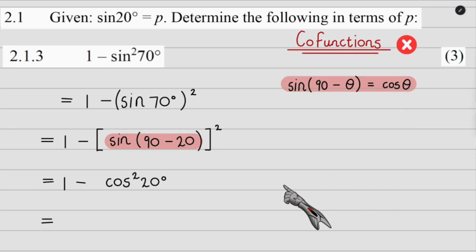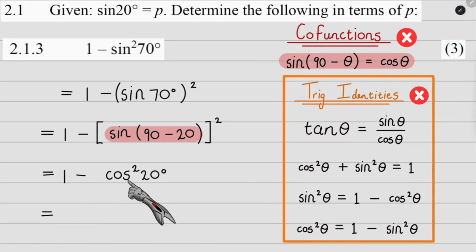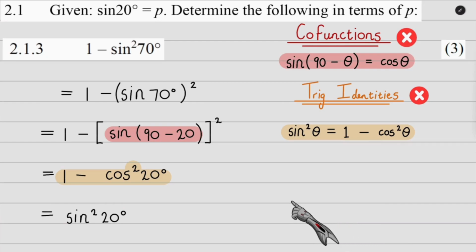And now I can smell something. Can you smell it? It's an identity, but she's on the loose. So if I have a 1 minus cos squared, if you look over here, 1 minus cos squared will change into a sine squared of that same angle. So this whole thing will change into sine squared of 20 using this identity over here. Then we're almost home safe.